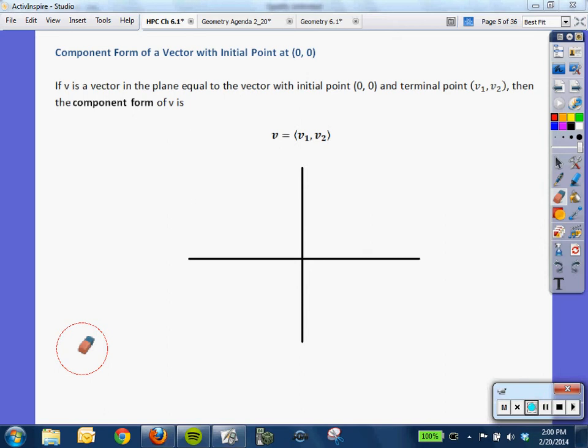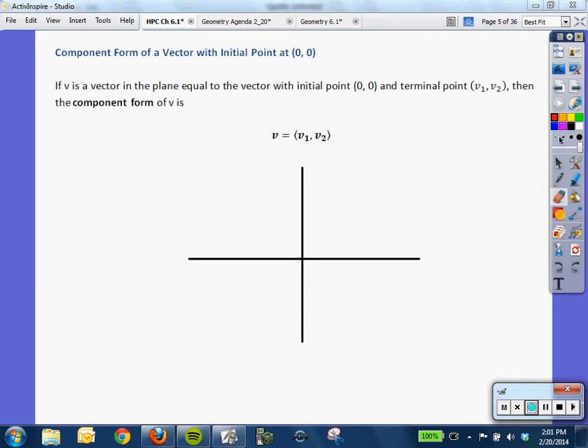So here we have the component form of a vector where the initial point is at 0, 0. If v is a vector in the plane equal to the vector with initial point 0, 0 and terminal point v1, v2, then the component form of v is shown here. The way that you show the component form of a vector is with these half inequality signs, with the horizontal component and the vertical component.